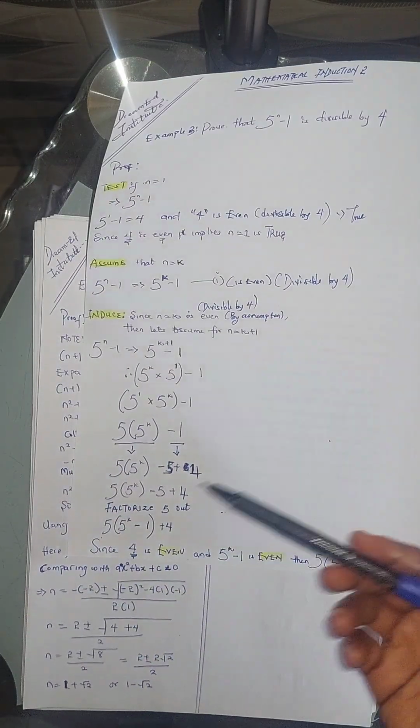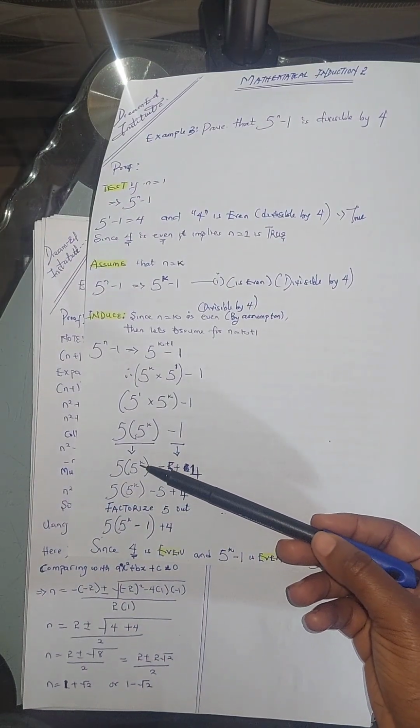As I was explaining, here we're going to have 5 raised to the power 5 into bracket 5 raised to the power k.